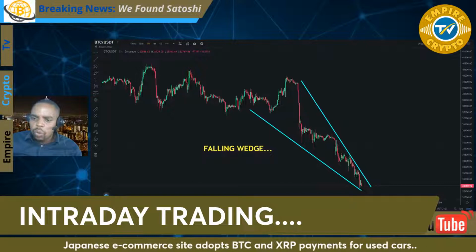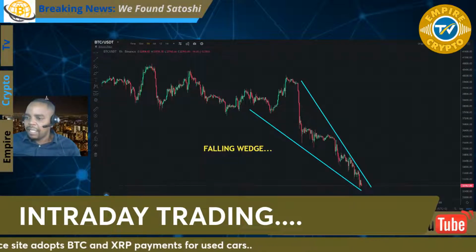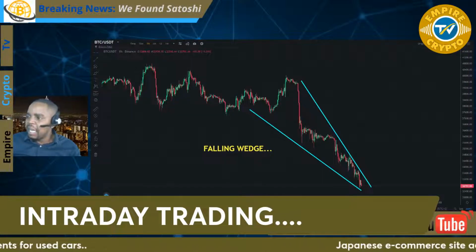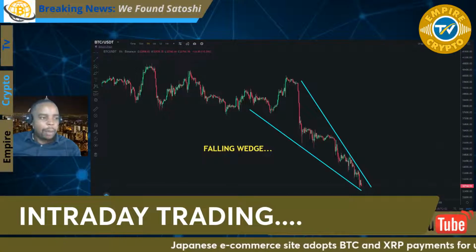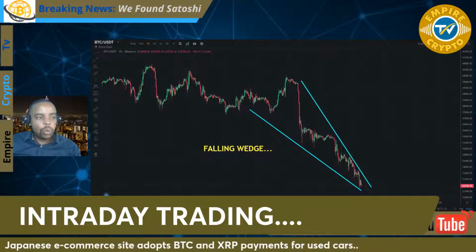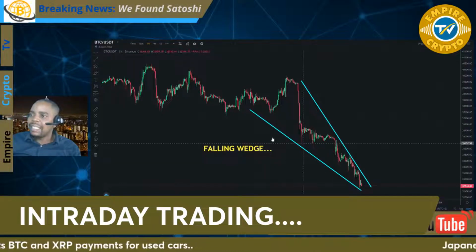Sorry, about the falling wedge: it is a chart pattern formed by drawing two descending trend lines, one representing the highs and one representing the lows. So I have my one representing the highs and the other line representing the lows, the one at the bottom, of course, looking at this chart right there currently.